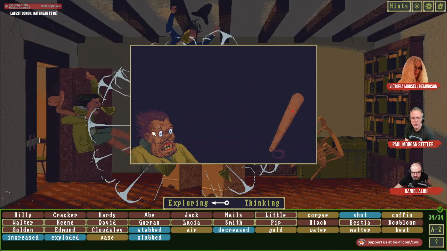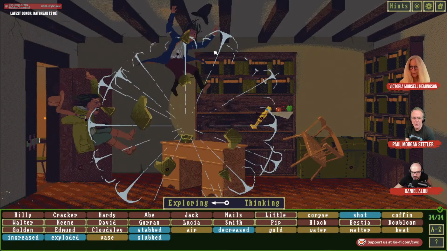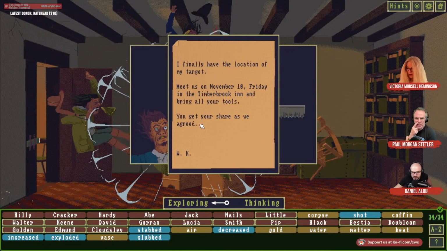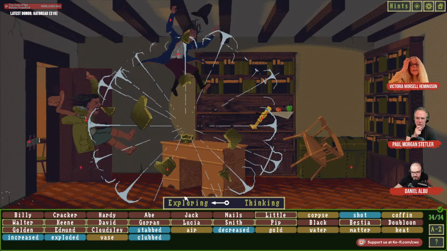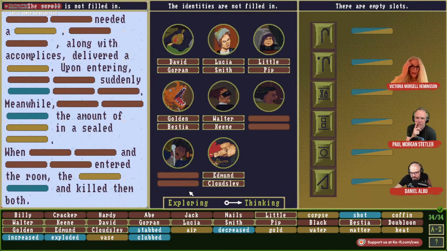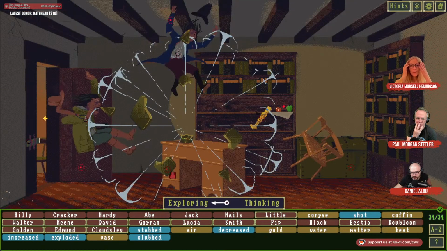Oh, those two guys. Those are the two bad guys, right? Let's go back to the original list of the bad guys. Yeah, let's go back outside where the horse and carriage is.